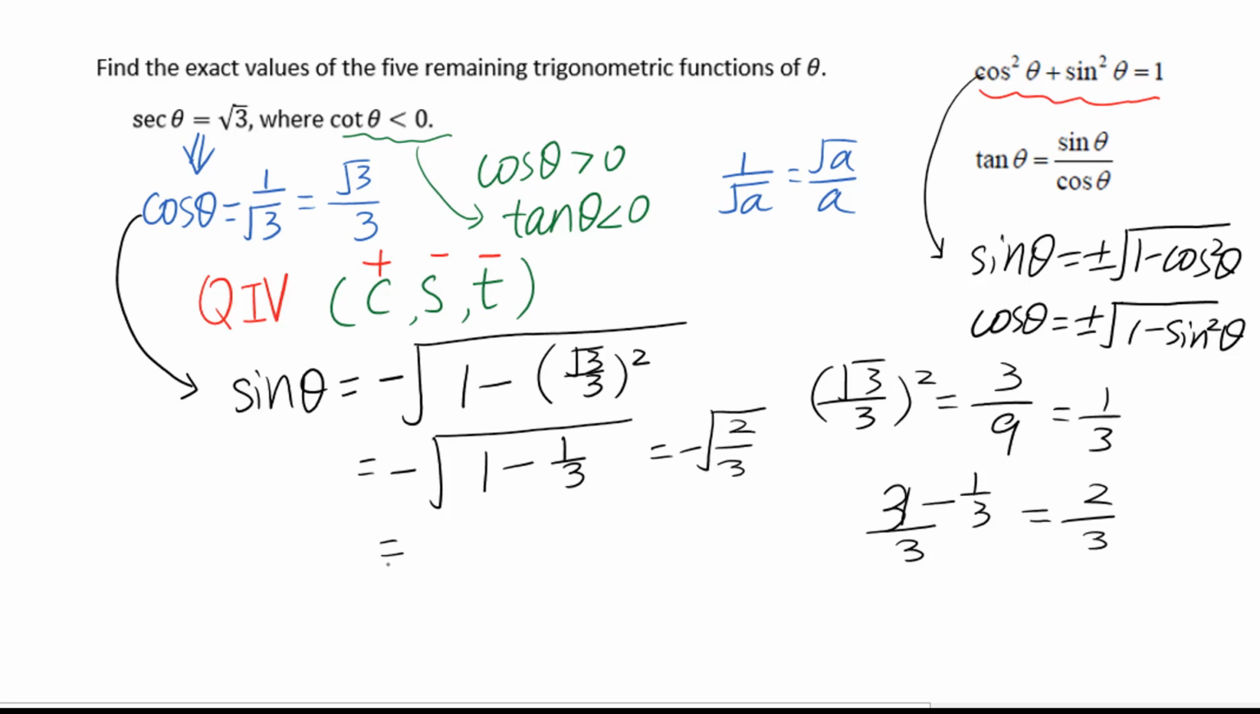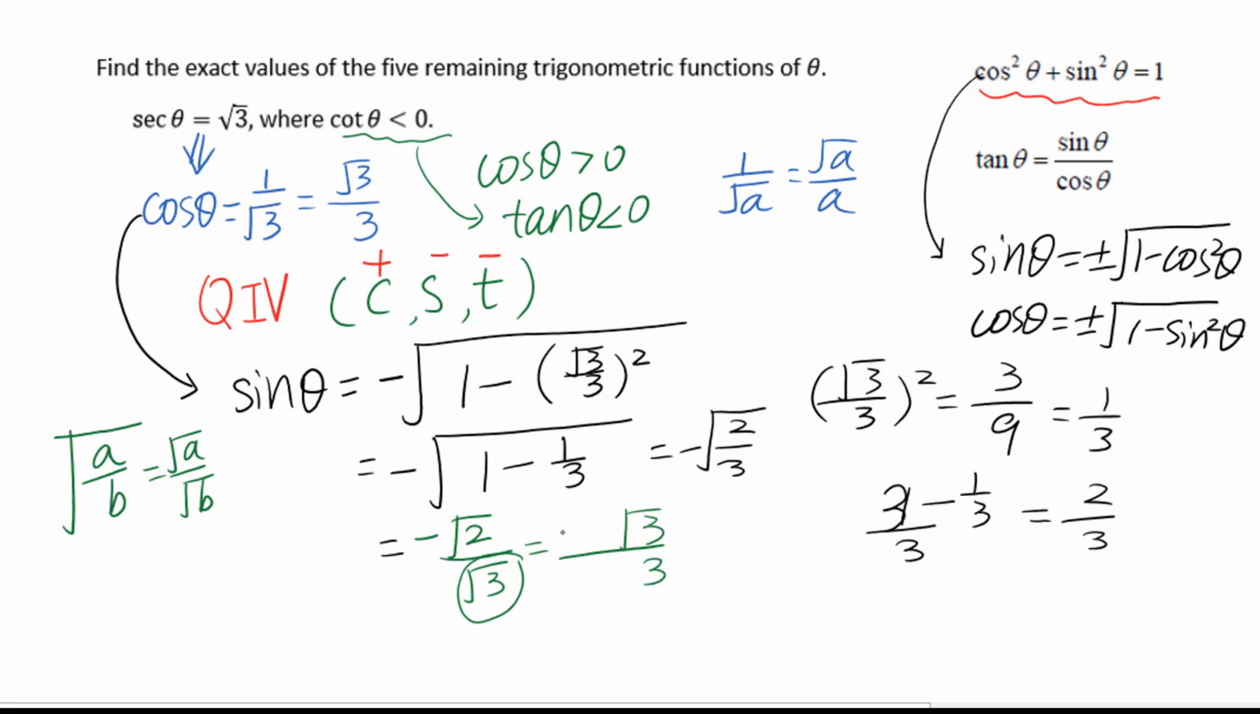Then we will separate, because here is the formula. If we have the square root of a over b, which means the square root of a over the square root of b. So we separate, you will get the negative square root of 2 over square root of 3. Then simplify. This square root of 3, we will turn into square root of 3 over 3. Carry on with this negative square root of 2, do the multiplication. You will get the negative square root of 6 over 3.